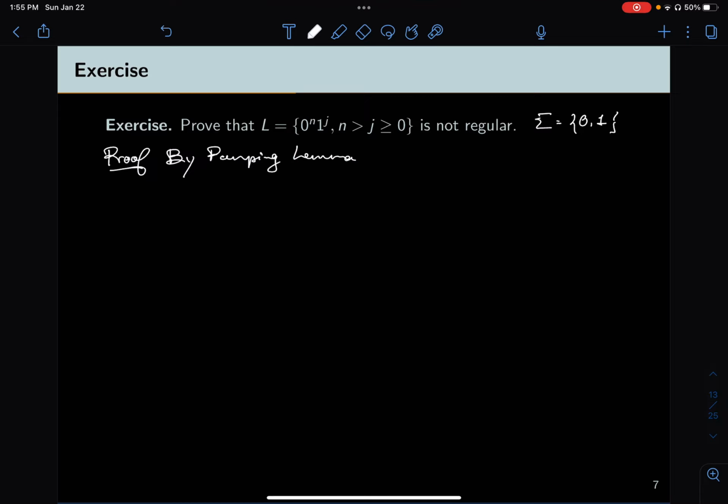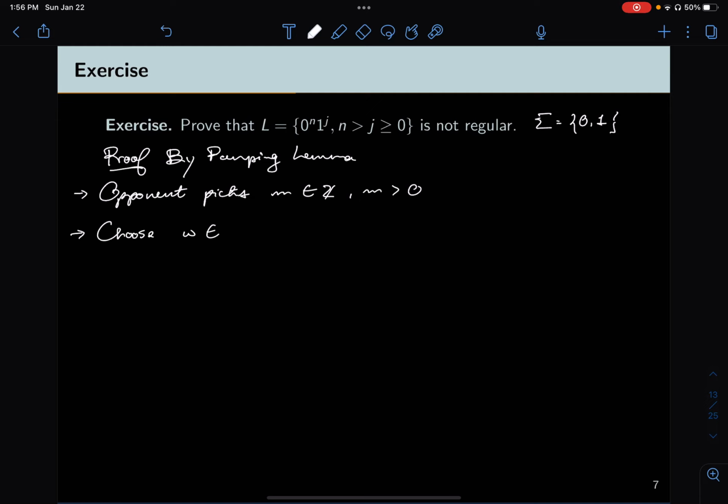So how does the pumping lemma work? Well, we have an opponent. Our opponent picks some integer m, where m is strictly positive. Based on this choice of our opponent, we need to choose w in L, where w has length at least m. Remember, w has to be a particular string in the language L.